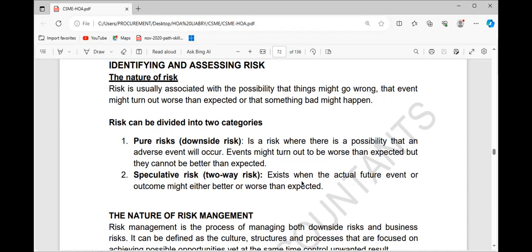Then there's another one we call speculative risk. This speculative risk is a two-way risk. So it can either be a positive outcome or a negative outcome. It's like 50-50. So if I write ICAN, it's either I pass or I fail. That is speculative risk. While with pure risk, the result is going to be negative. That is what we call downside risk. I believe that one is clear.